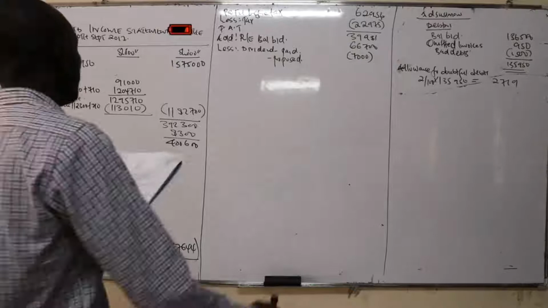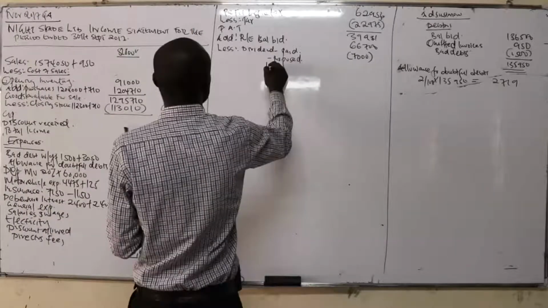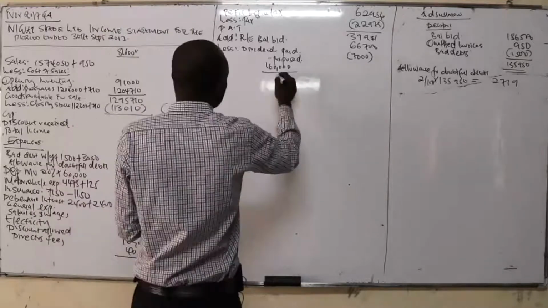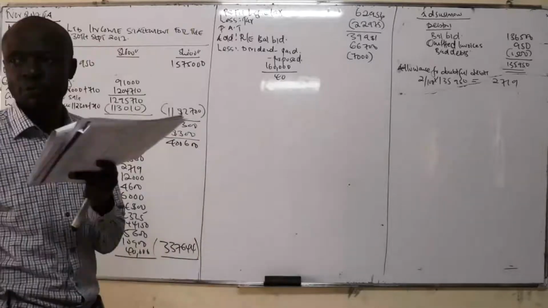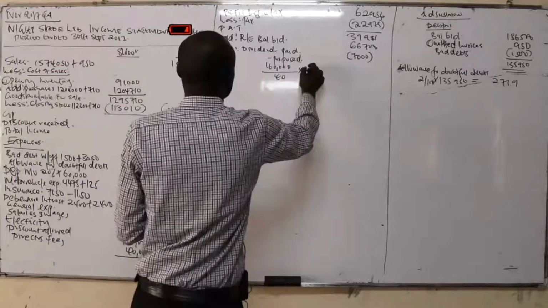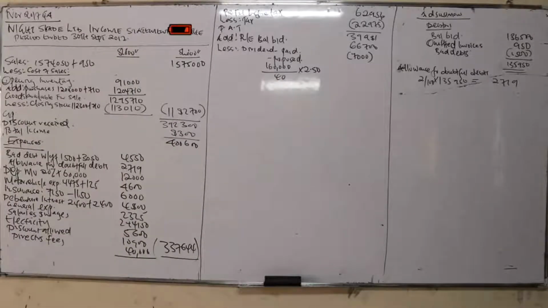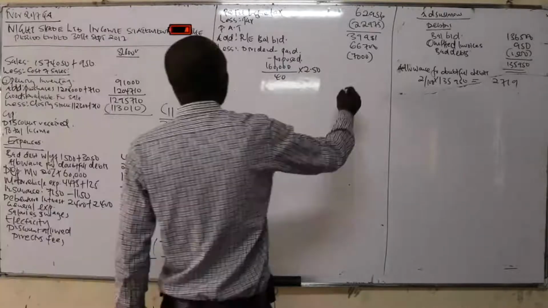So the total value for shares is 160,000. Each share is valued at 40. You divide by 40 to get the number of shares, and then you multiply by 2.5. How much does it come to? 10,000, isn't it? So you minus here 10,000.